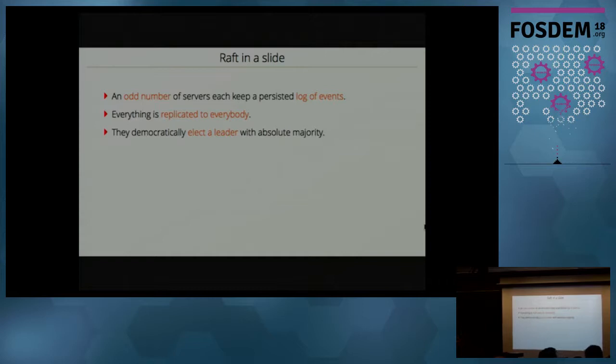Then they democratically elect the leader with an absolute majority. That's why we need an odd number of servers, because then one of them will have the majority in a network split. So we cut the network into half, then one half will have the majority of servers, the other half will not have the majority of servers. So they can elect the leader.